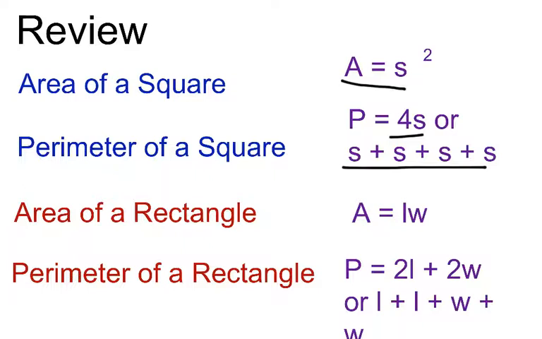For the area of a rectangle, well, a rectangle has opposite sides parallel, and opposite sides are the same measurements. So we know that the area is the length times the width. The perimeter of a rectangle is 2 times the length plus 2 times the width, because of course the top and the bottom are the same and the opposite sides are the same as well, or length plus width plus length plus width. Those are both the same.